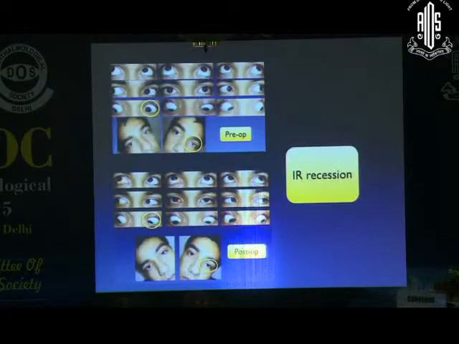And this is a comparative picture of pre-op and post-op. You can see that in this dextro depression, there is significant improvement. And the patient's diplopia has been treated.